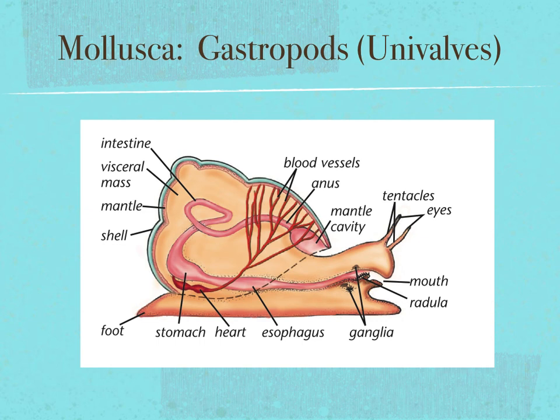Now, this little guy also has an open circulatory system. You see the heart at the bottom, the vessels at the top, and the blood flows over the visceral organs. Now, I'm looking at my term sheet just to make sure I haven't left anything out. I believe this picture is found in your book and on your term sheet.